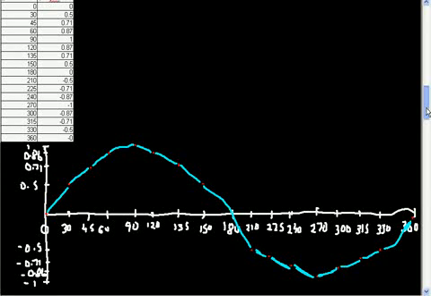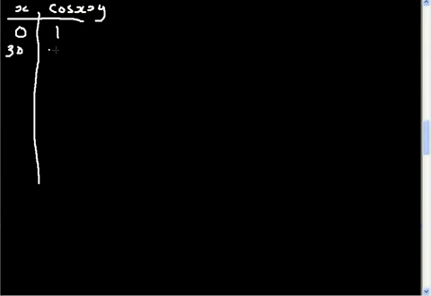Good. Now let's do the same for the cos graph. We're going to try and figure out the cos graph. Again, you have to work out the cos values for angles between 0 and 360, just working out the cos values of some key angles. Cos 0 is 1, cos 30 is 0.86, cos 45 is 0.71, and cos 60 is half, and cos 90 is 0.